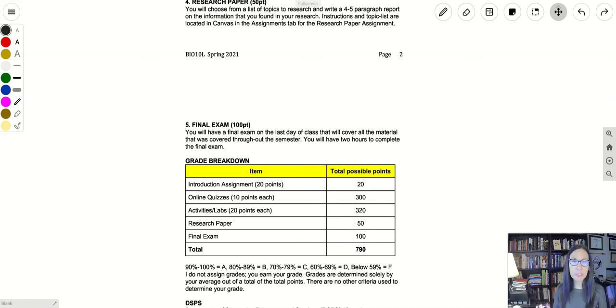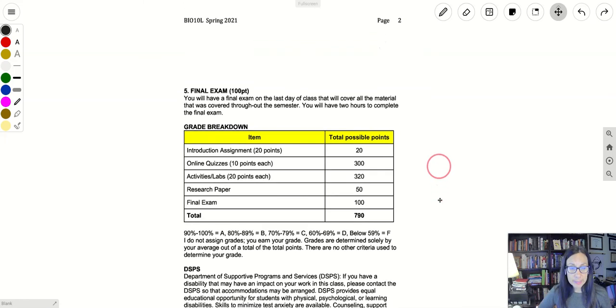So it's very important that you have a notebook. It will be an open note test, whether it is in person or online. So it's very important that you have all the notes in your notebook so you can use that for the final exam. Okay, so here is the grade breakdown.